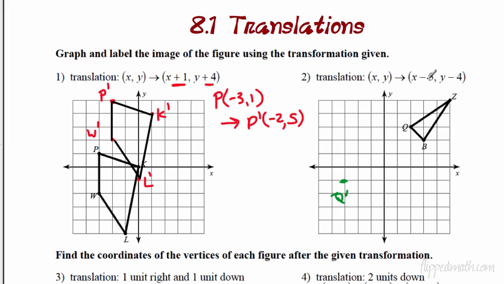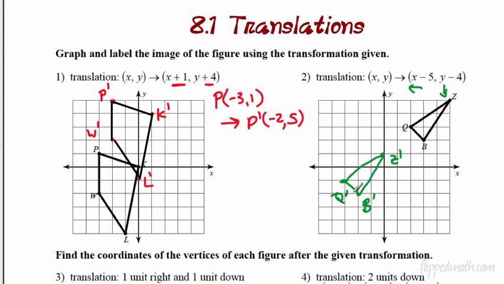So how about B? You got to go 5 to the left and then 4 down because it's negative. So 1, 2, 3, 4, 5. 1, 2, 3, 4. That's going to be right here. That's going to be B prime. You have to make sure you label your points. Z, 5 to the left, 4 down. Here's Z prime. All right, there you go.